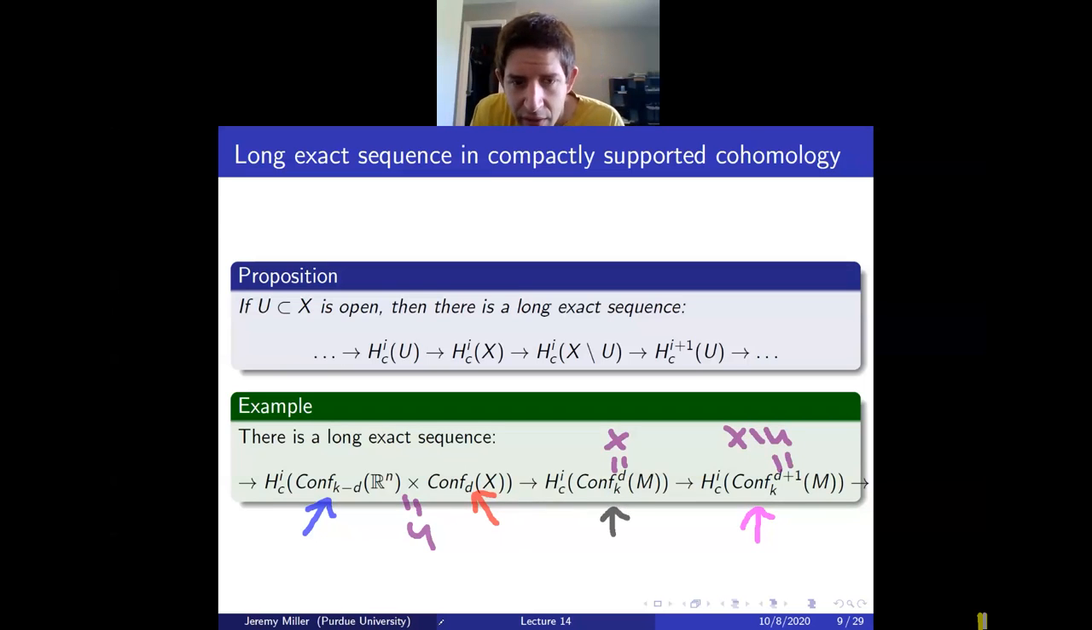So induction tells us about the pink, the purple, I don't know, it's violet maybe, the violet group. So the violet group stabilizes, the blue group stabilizes, we're interested in the gray groups, and so we just need to understand the red groups a little bit better. So that's the first strategy.